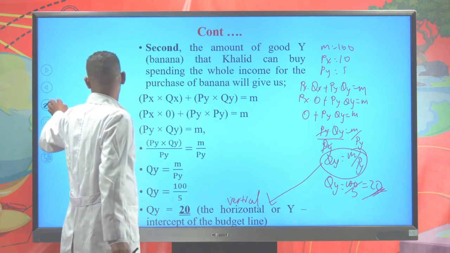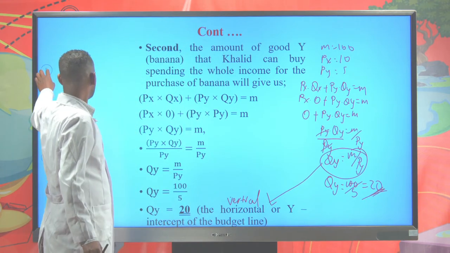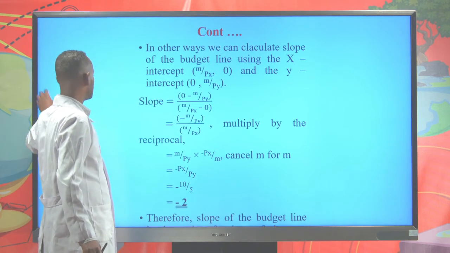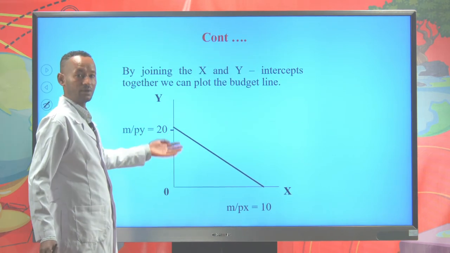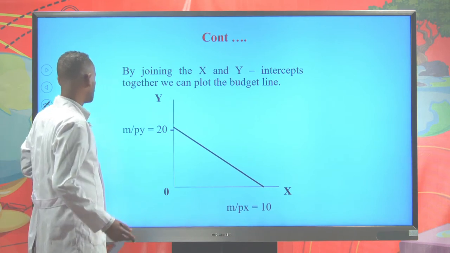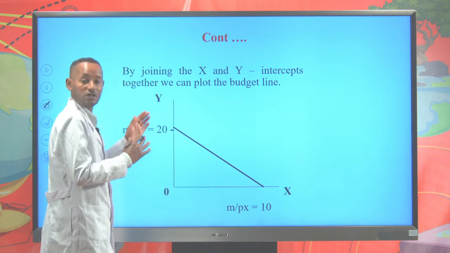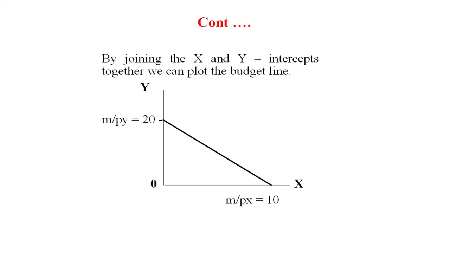Now, by joining the vertical and horizontal intercepts of the budget line, we can construct the budget line. This is the budget line. It shows the various combinations of the two commodities X and Y that a consumer can buy using his limited income. Beyond this point, the consumer cannot buy any combinations.